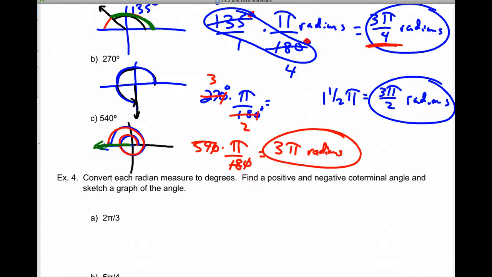All even pi's end up back at a 360, or back facing where you started. So 2 pi, 4 pi, 6 pi, 8 pi, negative 2 pi, negative 4 pi, negative 6 pi, negative 8 pi. They are all facing to the east. If you think of your coordinate plane in terms of a map, you're facing east. All odd ones are facing west.